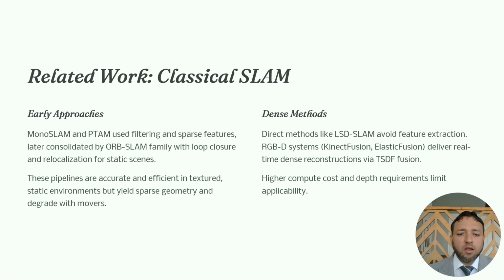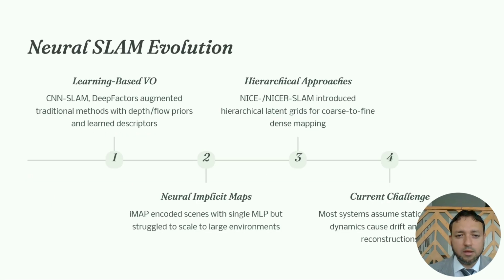Now, related work. First, classical SLAM. Early approaches used geometrical methods like MonoSLAM and PTAM, filtering sparse features. Later, ORB-SLAM was considered a classical approach. Then there are dense methods like LSD-SLAM and RGB-D SLAM, using KinectFusion and ElasticFusion, but they have higher compute cost and depth requirements that limit applicability.